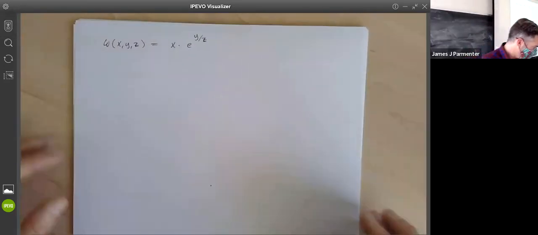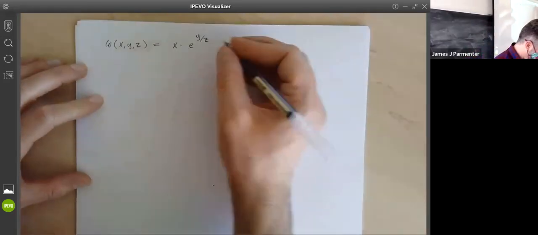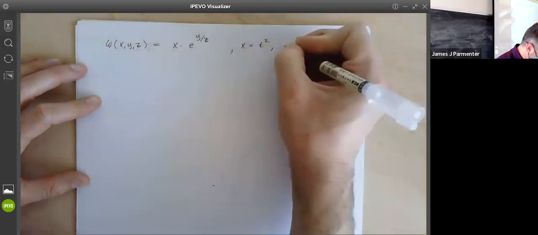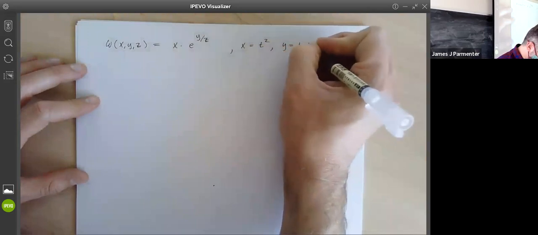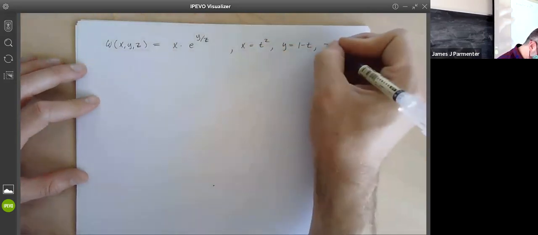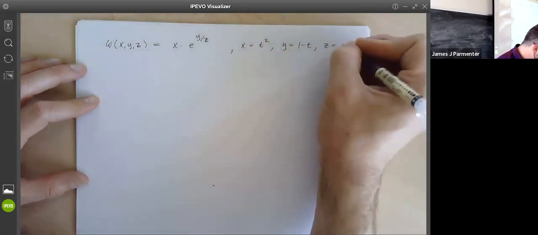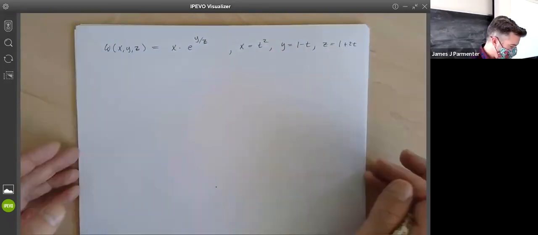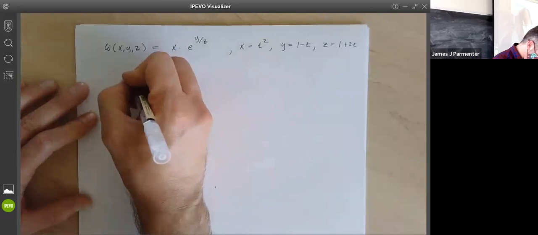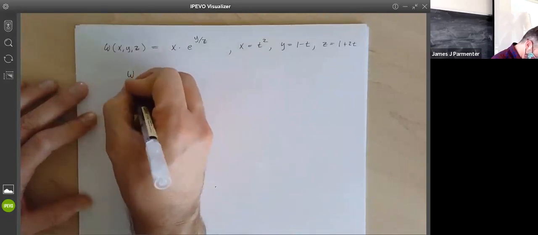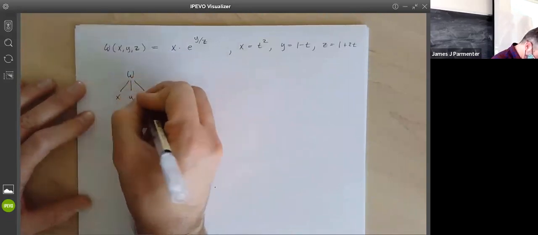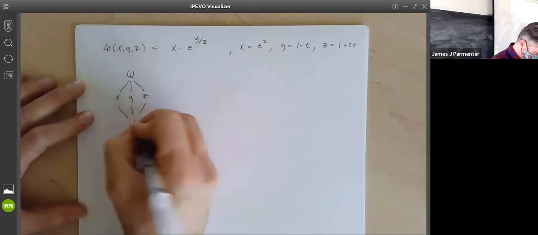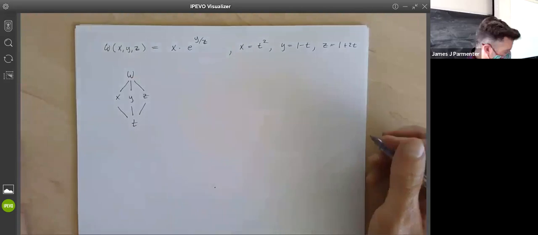Okay, so we've got this, and we've also got that x is equal to t squared, y is equal to 1 minus t, z is equal to 1 plus 2t. So now we have w as a function of x, y, and z. And x, y, and z are still all just functions of t.